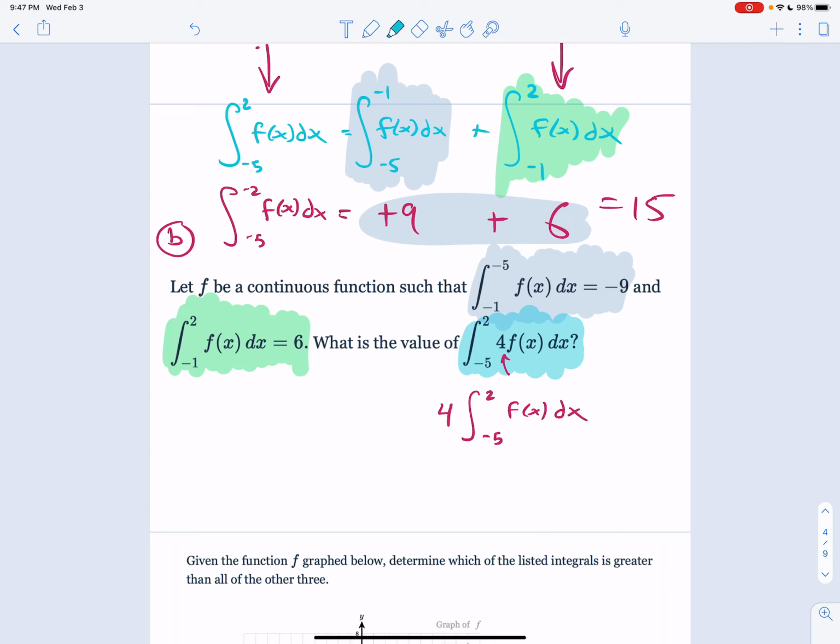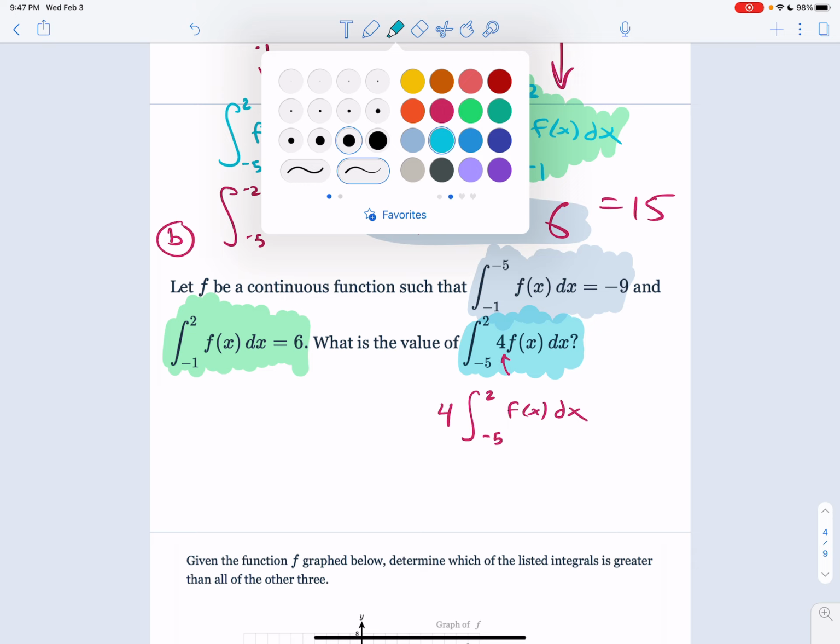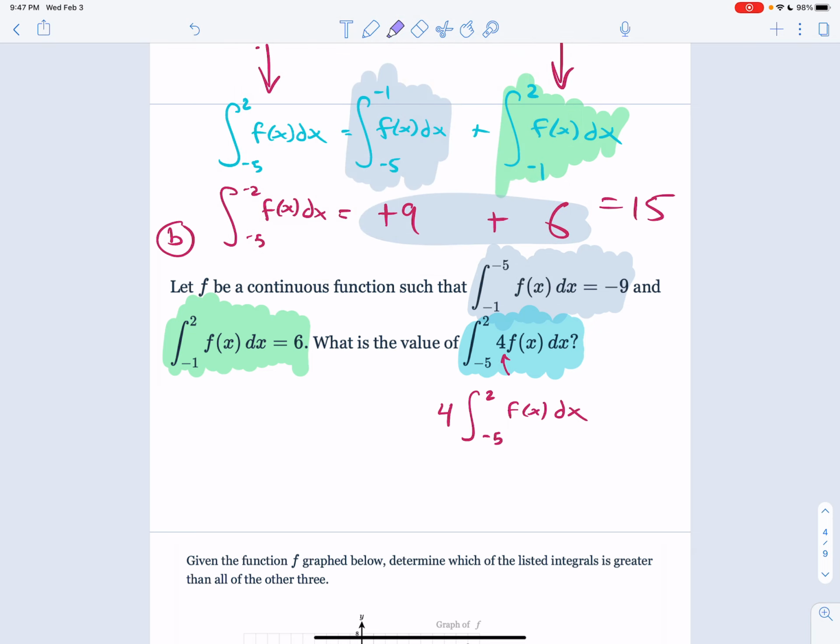And then take a look. We actually know what this is, don't we? Right? The integral of f from -5 to -2. Did I put -2? I don't know why I put -2. Crazy. Let me get rid of that. Okay, to 2 is equal to 15. So this is really just 4 times the 15, which is 60.